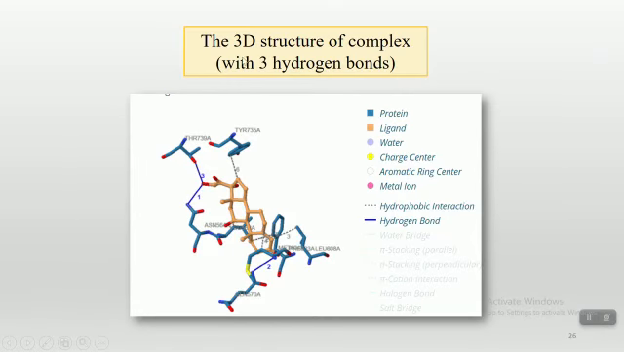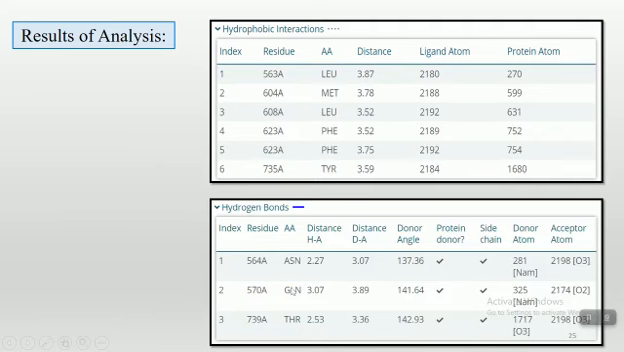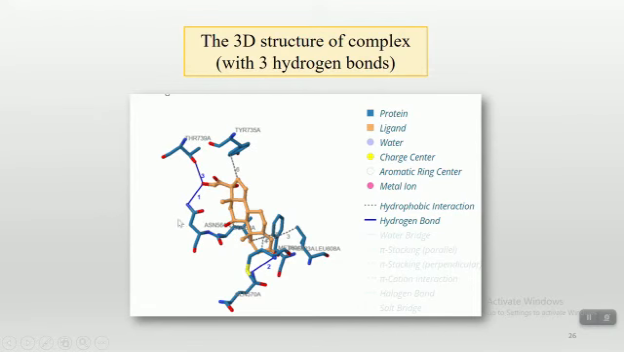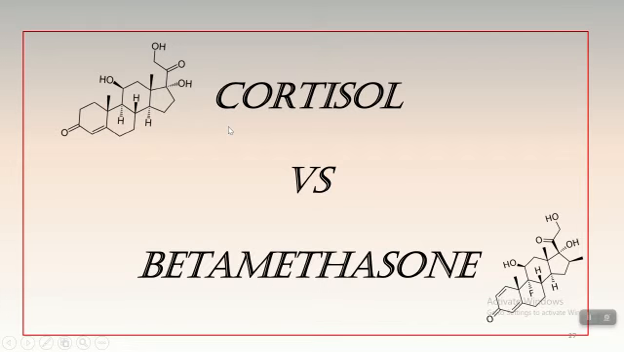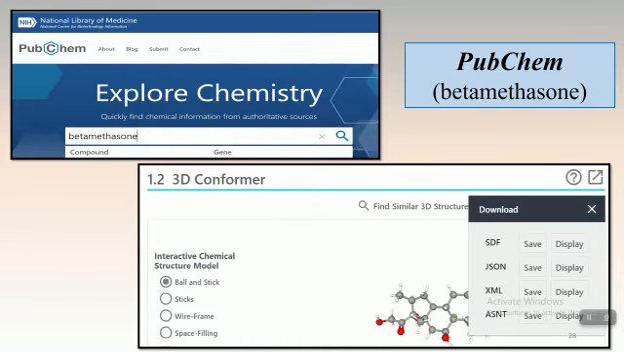And here we can find the 3D structure of our final complex, and here we see that this complex has 3 hydrogen bonds, and we can find these 3 bonds in this 3D structure. To better understand the use of docking, we here compare the docking of cortisol with another glucocorticoid, betamethasone. So we should do all the steps above.